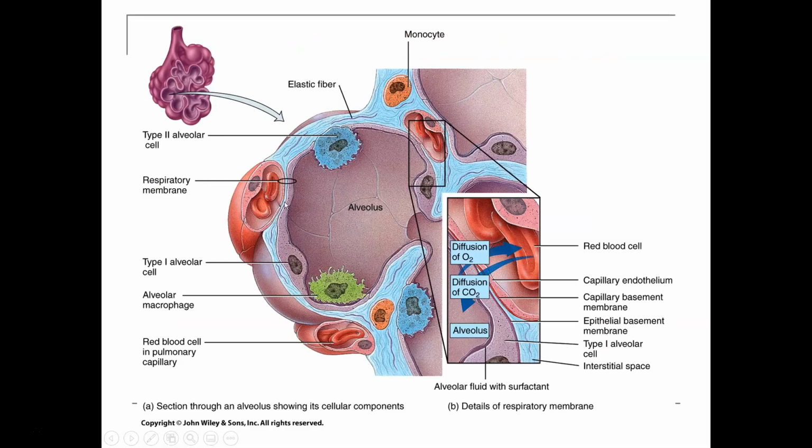So in other words, here they have to get across this membrane. And remember I mentioned the type 2 alveolar cells make this surfactant stuff that lowers the surface tension of the water that's also coating this.